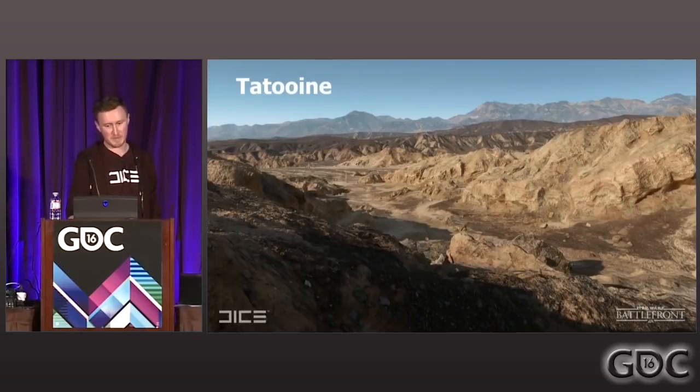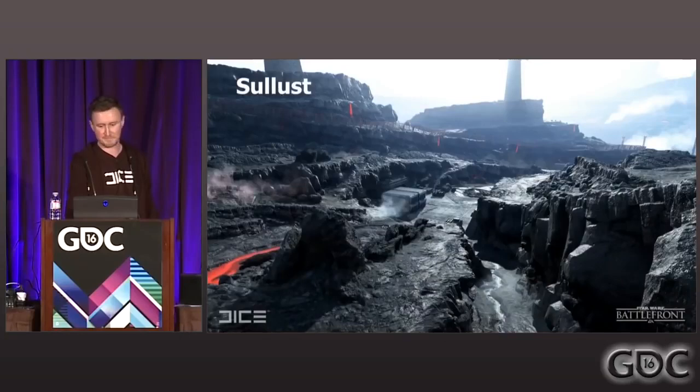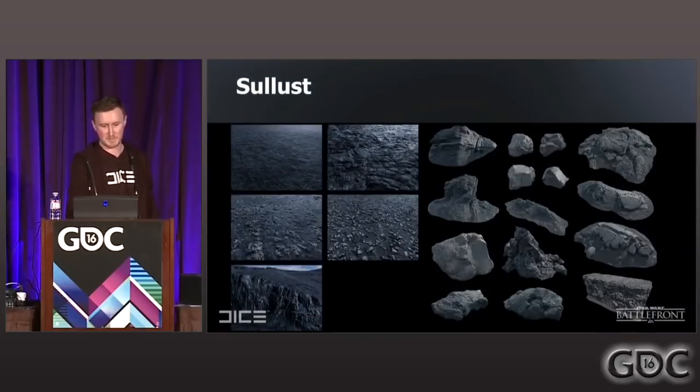And Tatooine has probably been the best example to show where the connection lies between objects and the terrain, working very hard on the blending between them with very few pieces again. And Sullust. Same goes here.